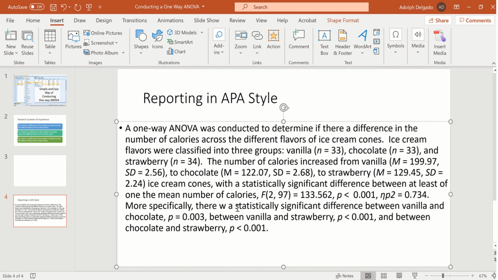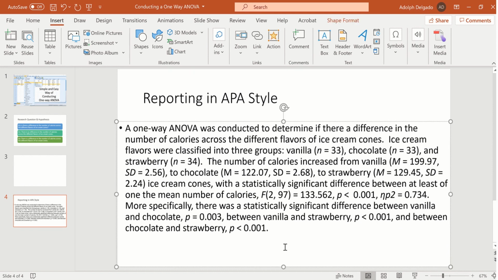Oh, there's a typo. So identifying statistically significant differences between your categories is very important because it plays off of this model and it tells them where the differences were.